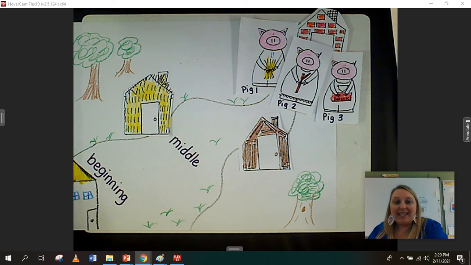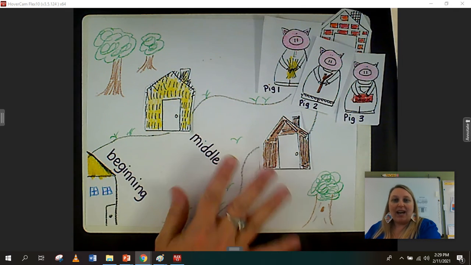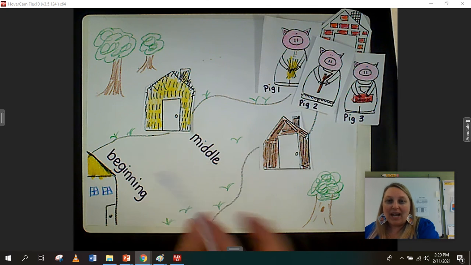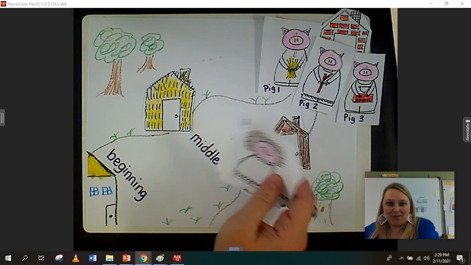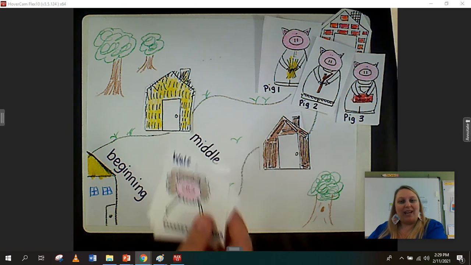All right, friend, it is your turn. I want you to take all of your pieces that you made this week, and I want you to go over to Flipgrid, and I want you to retell the story of the three little pigs. Now, you can use your story map to help you and your character pieces to help you retell the story of the three little pigs. And then stick around and watch some of your friends tell the story of the three little pigs.